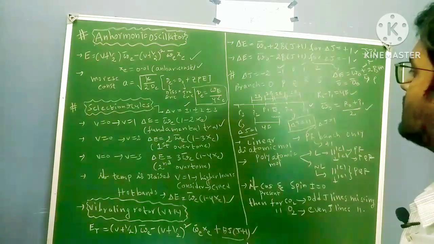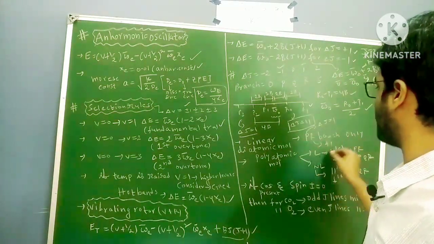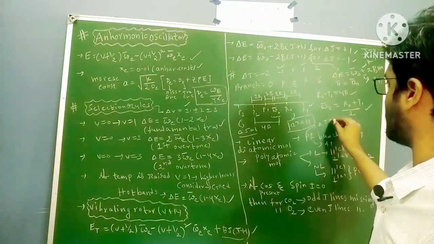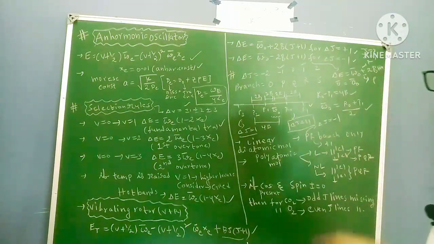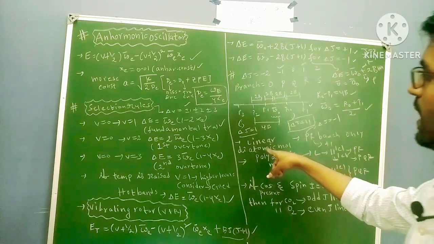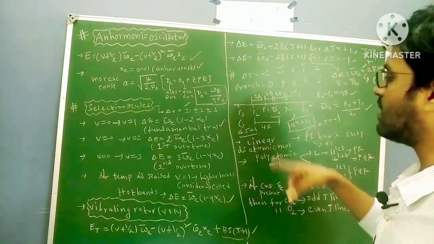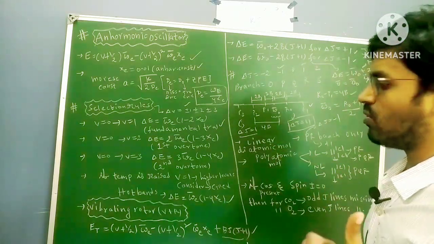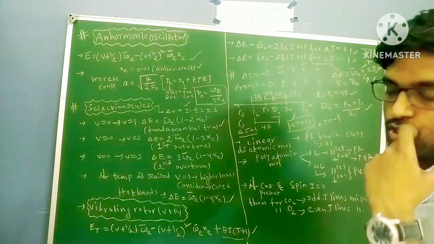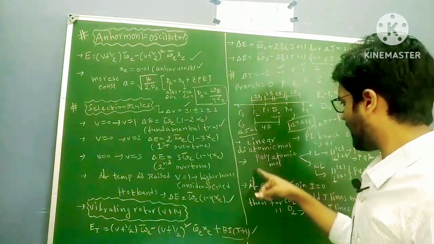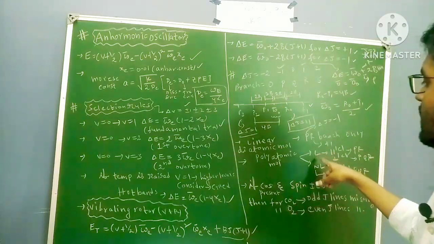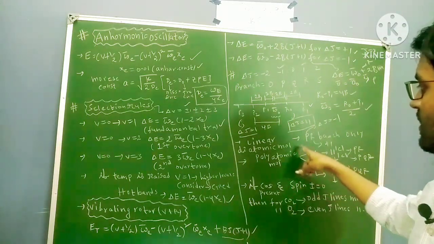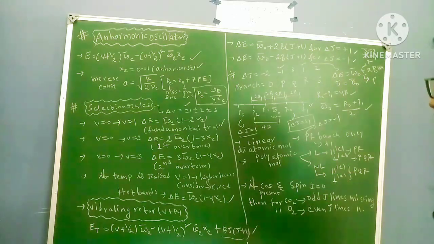If you have the linear diatomic molecule, then you will get only the PR branch. So P for delta J equal to minus 1, R for delta J equal to plus 1. Only the PR branch you will get if the molecule is a linear diatomic molecule, like H2. If you have a polyatomic molecule, then you will have two conditions: one is linear molecule, second is non-linear molecule. That means linear polyatomic molecule and non-linear polyatomic molecule.